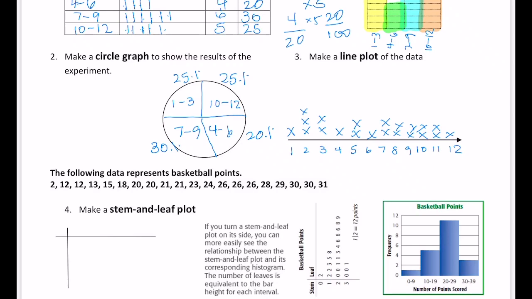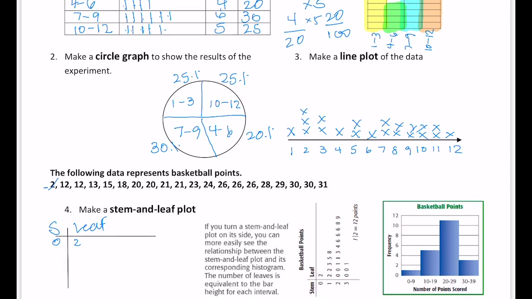So stem and leaves, if you remember, this is going to be your stem, this is going to be your leaf. The stem is going to be the digit in the tens place for this instance. And since 2 doesn't have a tens digit, you'll put 0, and then you'll put 2 here in the ones place. And they put it in order for us, guys.